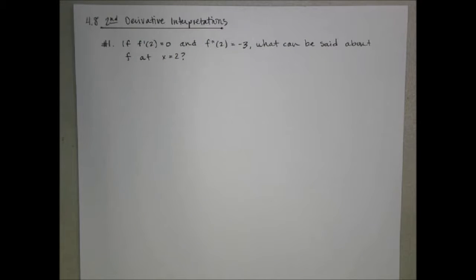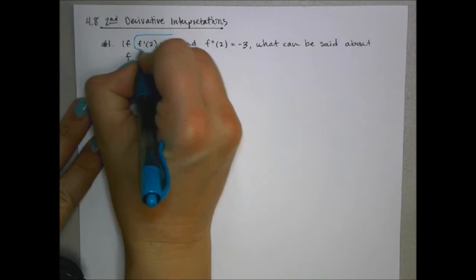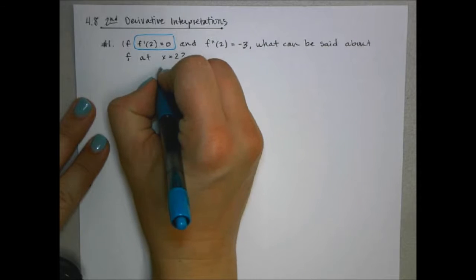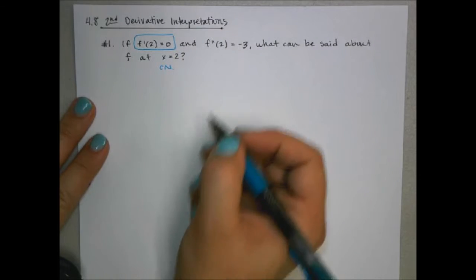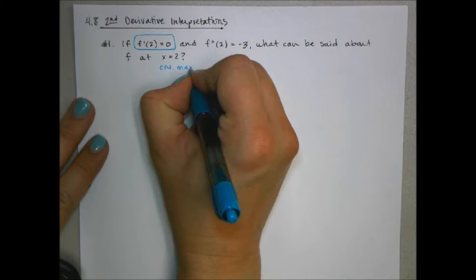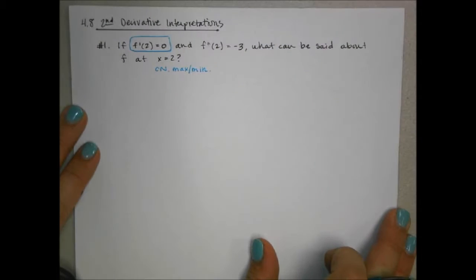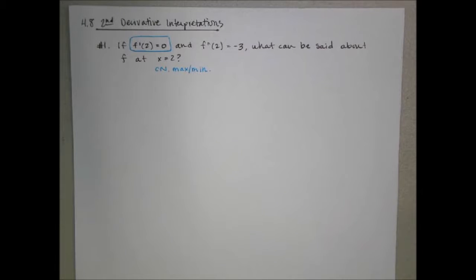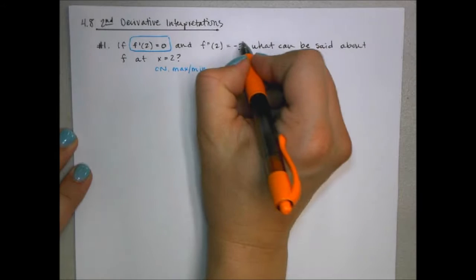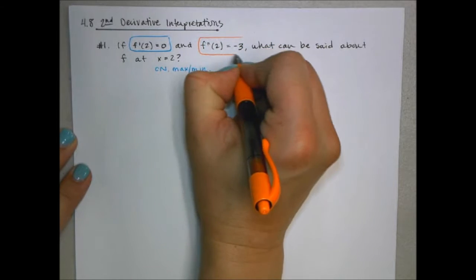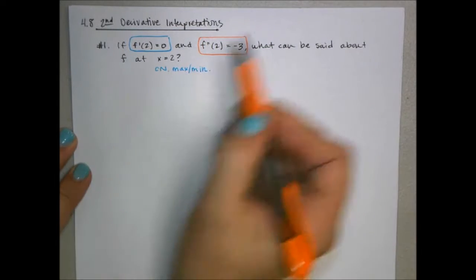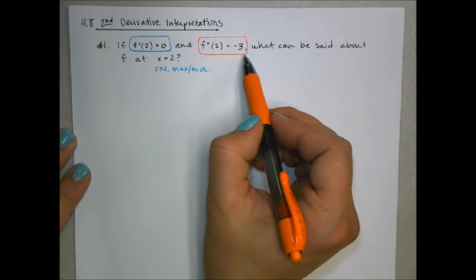So if my first derivative is 0, I have a critical number right here. 2 must be a critical number, possibly a maximum, maybe a minimum, or maybe it just happens to be something else, like a point of inflection. So let's see what else we're given. We're also told the second derivative at 2 is negative. So we're specifically just looking at whether it's 0, positive, or negative.